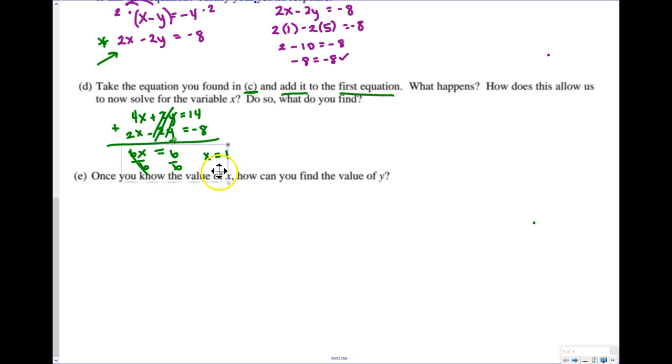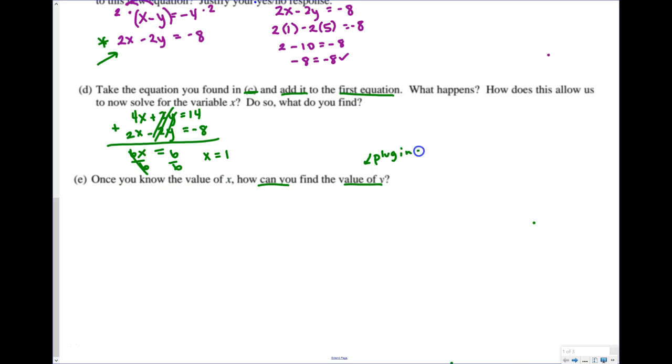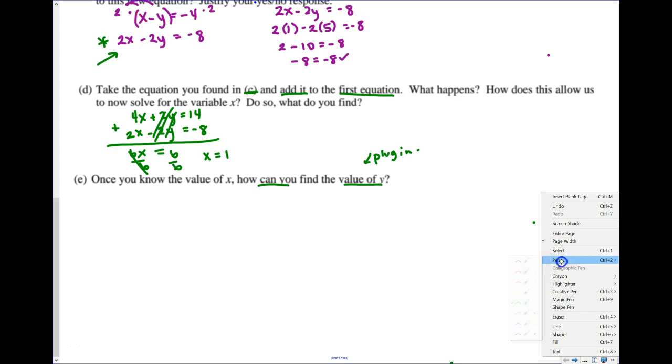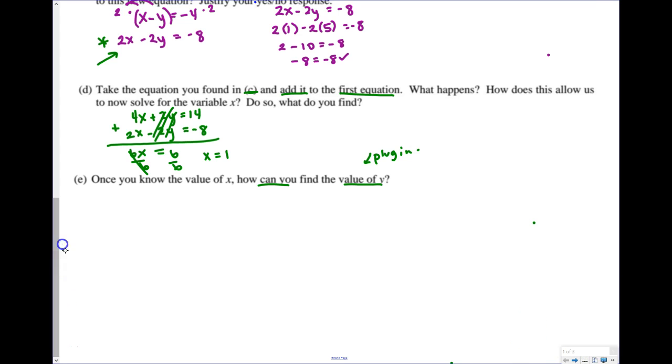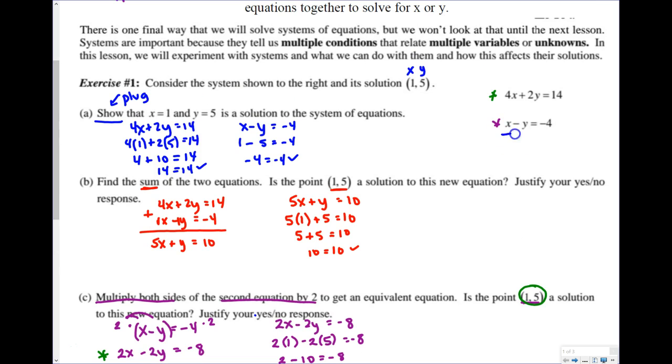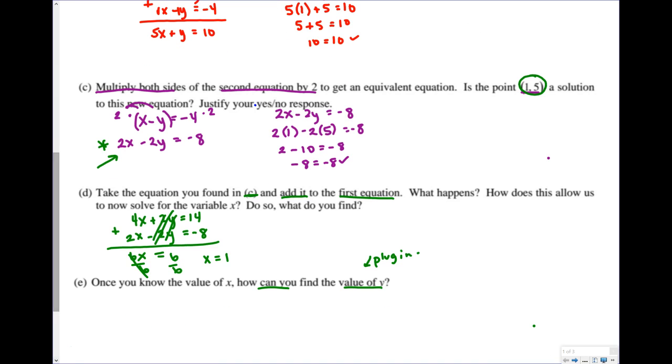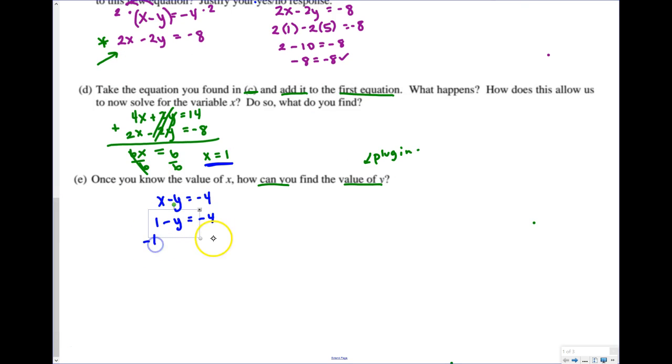Finally, part D says, once you know the value of x, how can you find the value of y? By plugging in. So I'm going to take one of my original equations. Let's scroll back up. All right, let's take this equation, x minus y equals negative 4. And now I'm going to plug in this x equals 1 and solve. 1 minus y equals negative 4. And I have to get y alone, so I'm going to subtract 1 on both sides. The 1's cancel out. I get negative y equals negative 5.